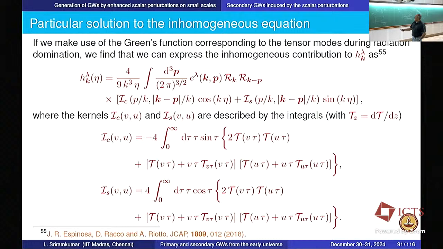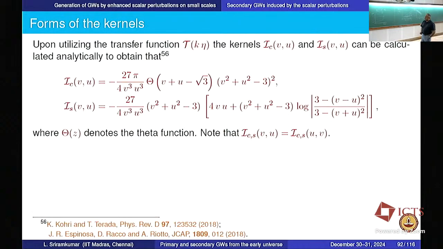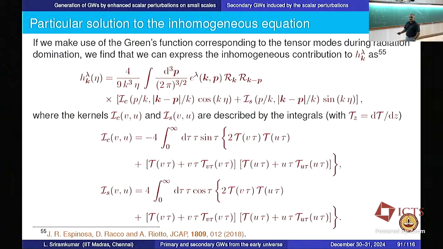This involves a derivative. This notation implies differentiation with respect to the argument, and you can calculate what this is, and these are known. This is a classic paper by Kohri and Terada, where you have these expressions for IC and IS. So you take these expressions and substitute them in, so you have hk.